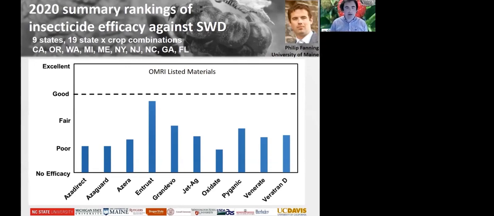Looking at these products, you have a lot of neem-based products. There's Azadirachtin and Azera. Azera is a mixture of neem and pyrethrins. Then you have Entrust, which is a really important one. And then some biologicals. Grandevo is a biological. Pyganic is pyrethrins. The other 2, JMS Stylet-Oil and Oxidate, are peroxyacetic acid products. I'm going to talk a little bit about them later. And then we have Veratran D. It's important to note, it is OMRI listed. We're still waiting for a label on a lot of fruiting crops, but we've tested that quite a lot.